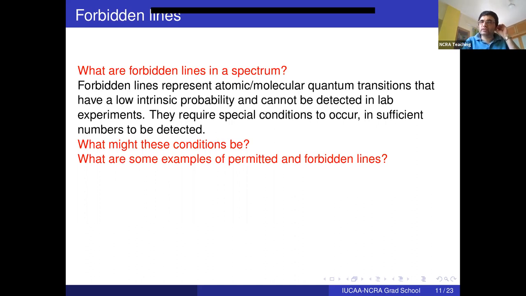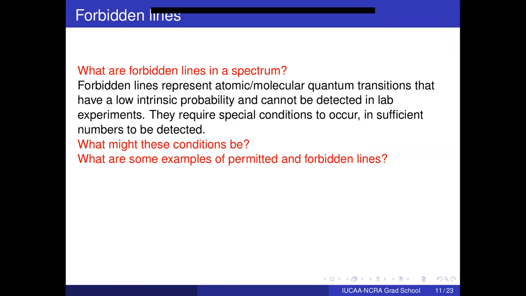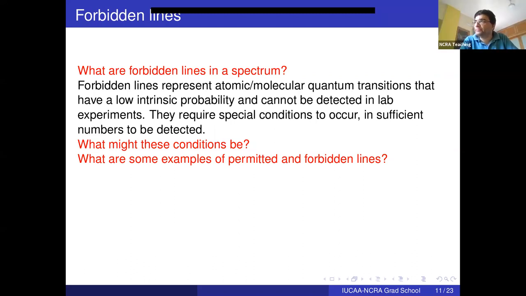Does anyone know, give me some examples of permitted lines, where the probability of the transition happening is quite high? What about the H alpha line? It's permitted. What about Lyman alpha? That's also permitted. Lyman beta, everything is permitted, all those transitions. Forbidden lines, does anyone know any example of forbidden lines? Like 2S to 1S. 2S to 1S, yes. Anything else? 21 centimeter line. 21 centimeter line. That is really very nice.